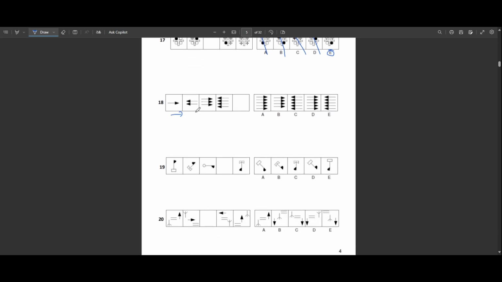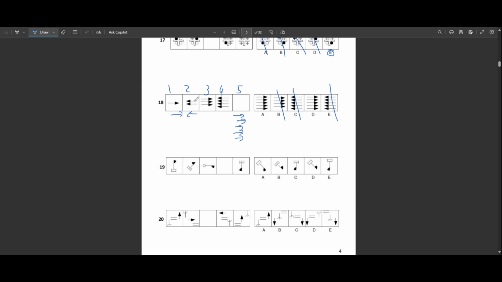Now this one is pointing right, and then these are 2, so it's flipping each time. So we know this one should be pointing right, and it should have 5 arrows because it's 1, 2, 3, 4, and then 5. Okay, is option D. Oh, sorry. Let's double check this. Not going to be this or this or this.